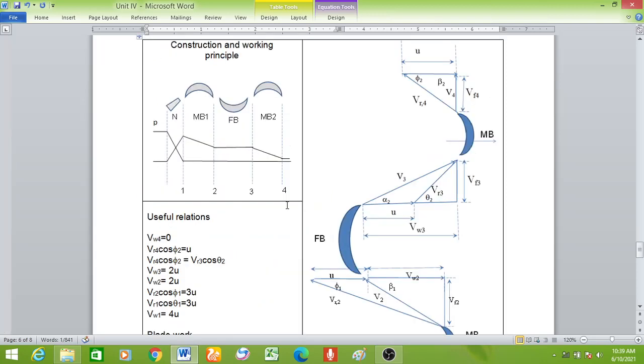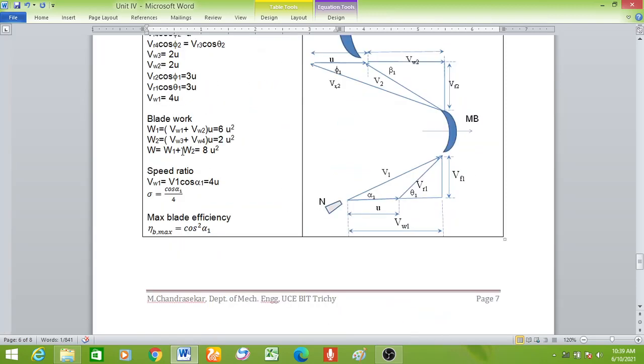Whereas here, the blade work under maximum condition is 8u squared, and the speed ratio is cos alpha 1 by 4, previously it was cos alpha by 2. So here, instead of 2u squared we have 8u squared. Instead of cos alpha by 2 we have cos alpha 1 by 4, whereas the maximum blade efficiency is the same. This is again cos squared alpha, where alpha 1 is the inlet angle to the first set of moving blades. So it remains the same.